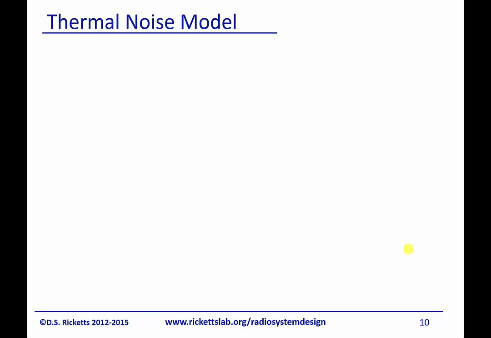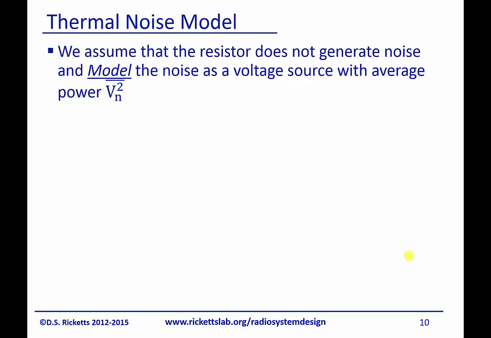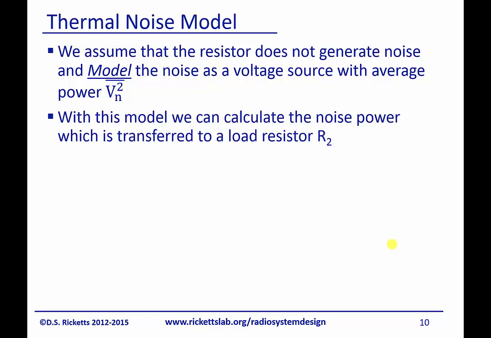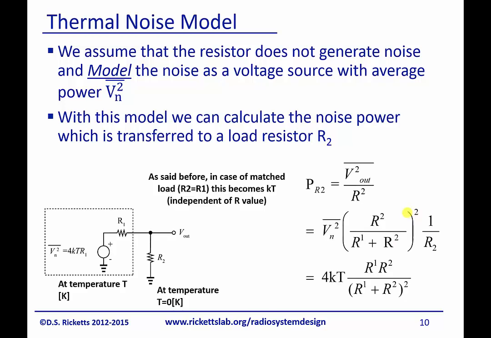So let's look a little bit closer at how we get the actual noise from a resistor. We assume that the resistor does not generate noise, and we model the noise as a voltage source with an average power. I just want to be clear here: it's not that we're saying a resistor doesn't have noise, but it's easier to take the noise out of the resistor and treat the resistor as ideal, and then we can just do our circuit theory with that voltage. With this model, we can calculate the noise power which is transferred into a load resistor.